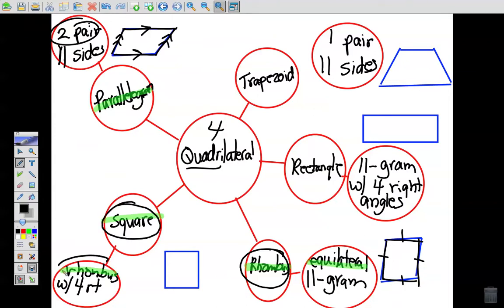So now let's go back to square. A square is a rhombus, meaning what? Meaning it's equilateral and it's a parallelogram. And it has one more characteristic that makes it different than a rhombus or a parallelogram. It has 4 right angles. That is a square. All right, what is a rectangle? A rectangle is a parallelogram, meaning it has 2 pairs of opposite sides parallel with 4 right angles.